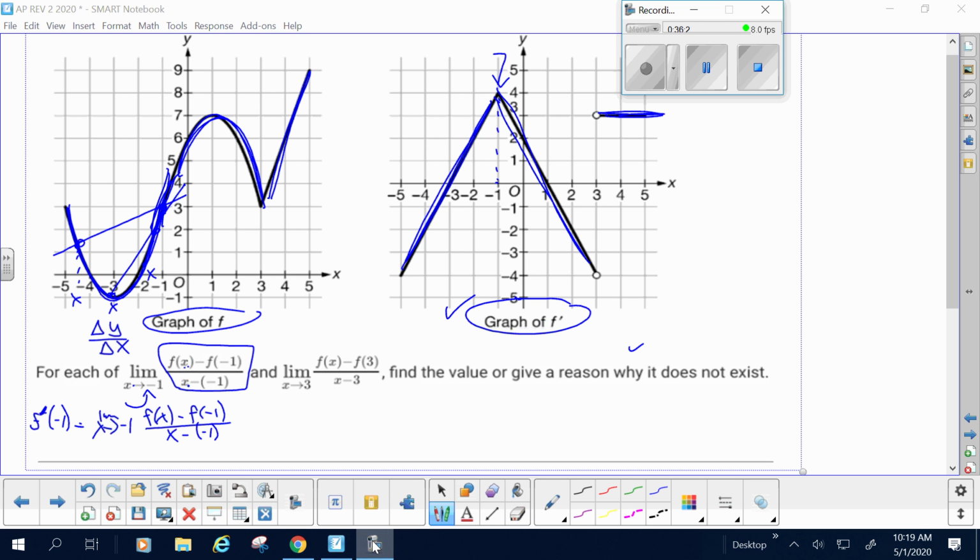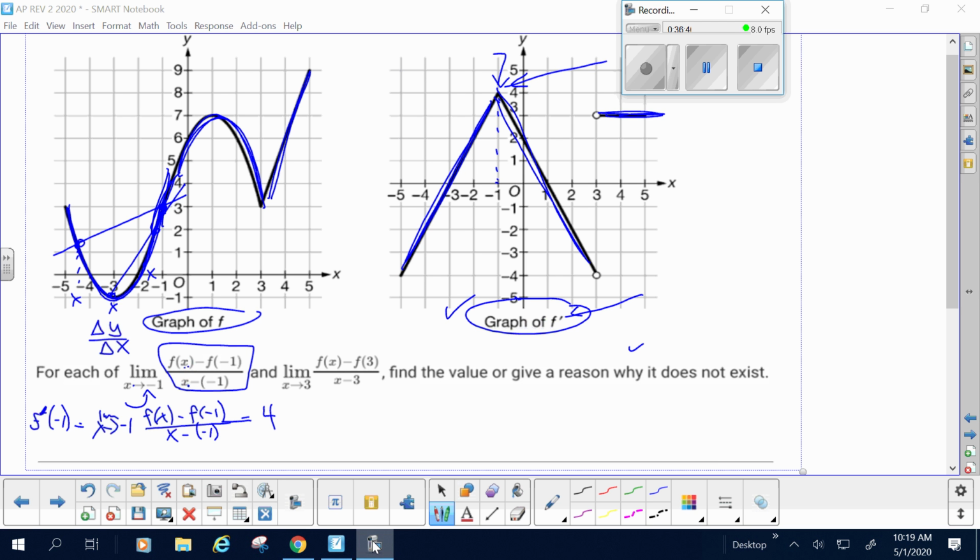Now, I hope you didn't start thinking, oh, it's not differentiable at -1, so it does not exist for the first. No, that would be if you were looking at the derivative of this graph, and the derivative of this graph would be the second derivative. That's not the question, right? So don't think, oh, no go because of the sharp turn. That's not it, right? The answer is 4.